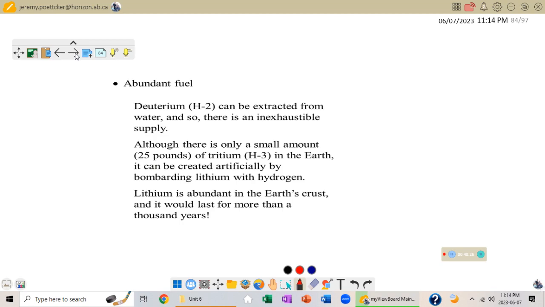Now, that being said, what about tritium? There's calculated about 25 pounds worth of tritium naturally on Earth, but we can make it artificially by bombarding lithium with hydrogen. Lithium is abundant in the Earth's crust. It lasts for a long time.